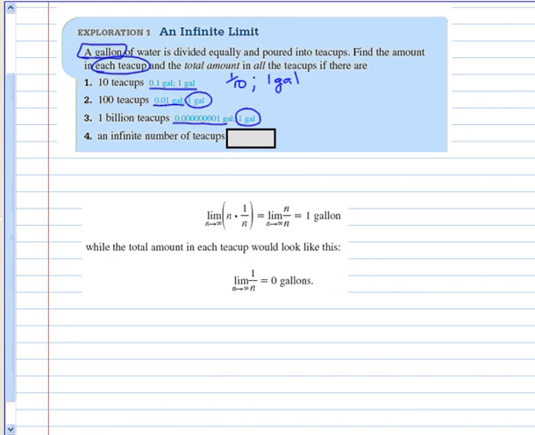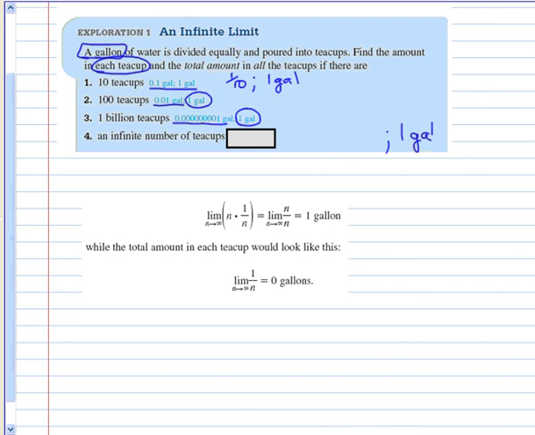Now try this one. An infinite number of teacups. Can you figure out, if I have an infinite number of teacups, how much would I have in each teacup? Maybe the second question will be easier. If I add all those teacups together, what should it add to? Well, it should add to 1 gallon when I'm all done. No matter what amount I have in each teacup, if I take my water and divide it all up evenly, and then put it all back together again, I've got 1 gallon.